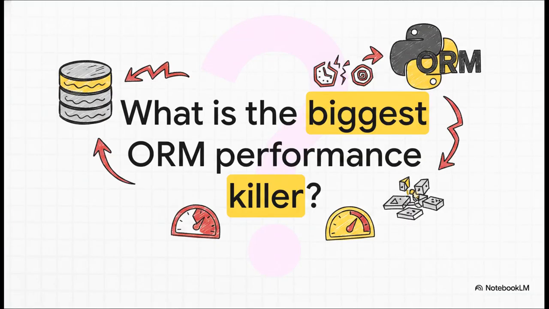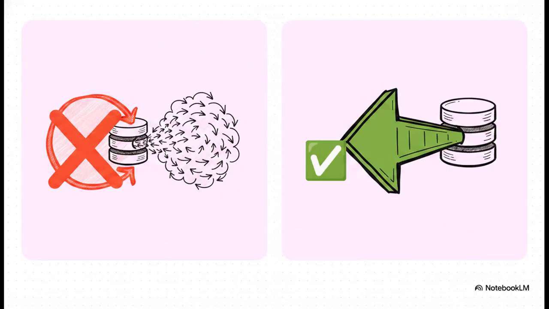I want you to think about this for a second. With all the fancy abstraction the ORM provides, what do you think is the single biggest developer action that just kills performance, slows down screens, and causes system timeouts? Any guesses? It's the n+1 query mistake.